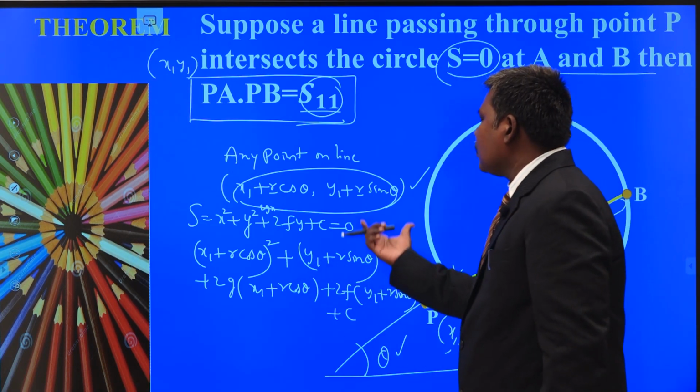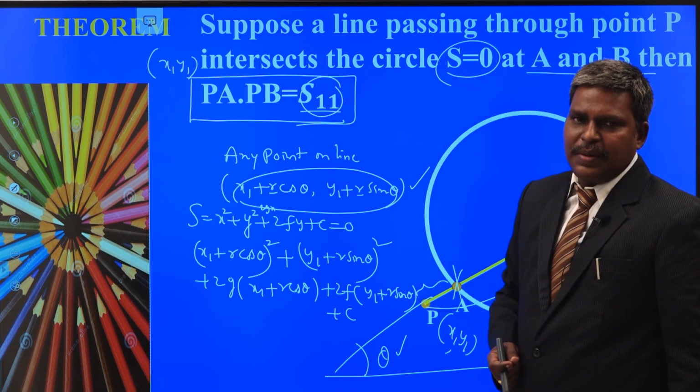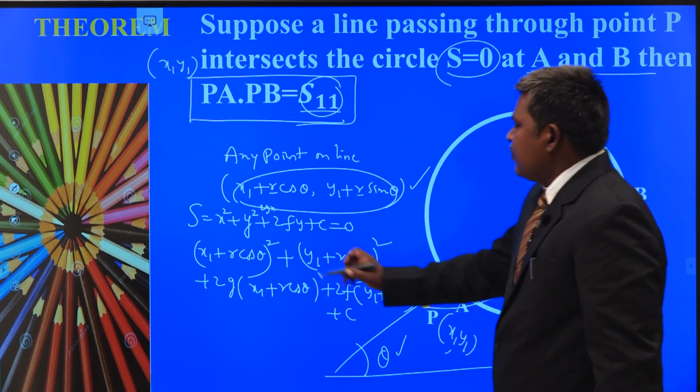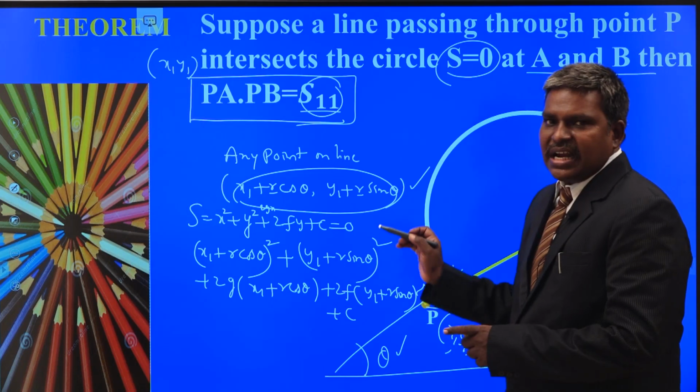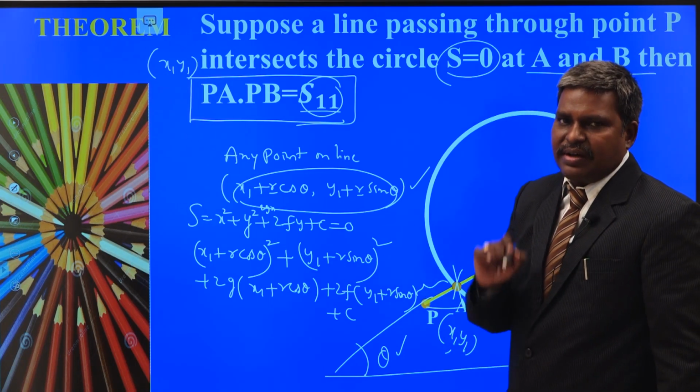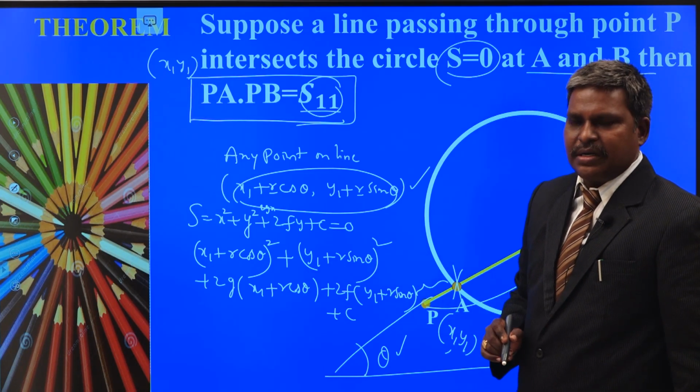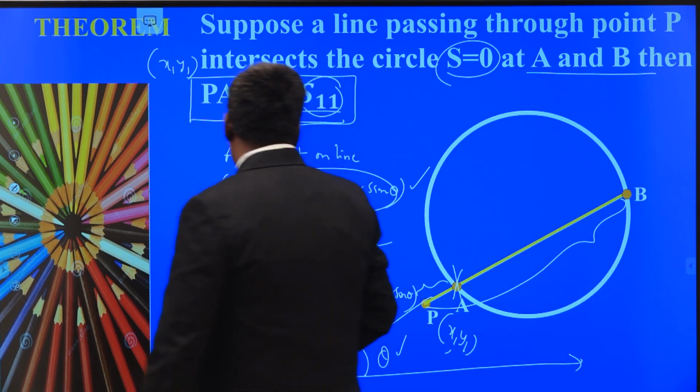We obtain a quadratic equation in r. For x1 also a square is there, but it is not quadratic in x1. x1 is a constant. If you square it, that becomes a constant. So this is a quadratic equation in r.